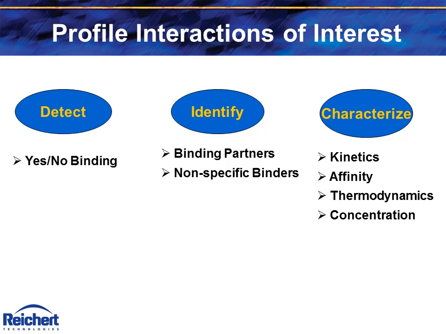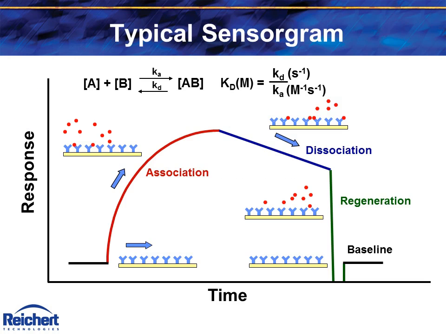So we are able to fully detect, identify, and characterize based on the binding of one biomolecule or small molecule to another. This slide shows a typical SPR sensorgram, a plot of instrument response versus time. The experiment starts with buffer flow over a biomolecule immobilized on the sensor chip surface. We then introduce or inject a binding partner, or analyte, in the flow chamber.